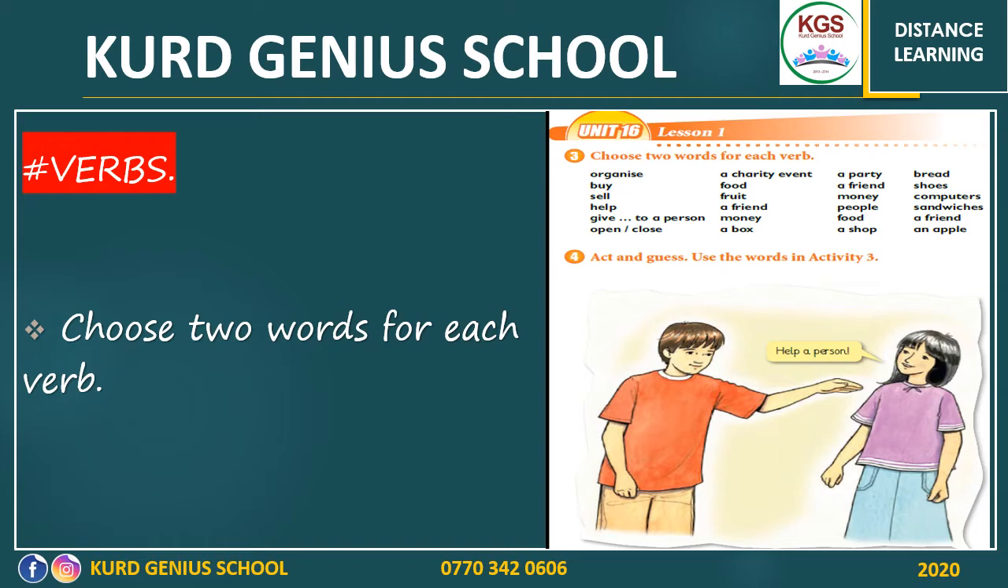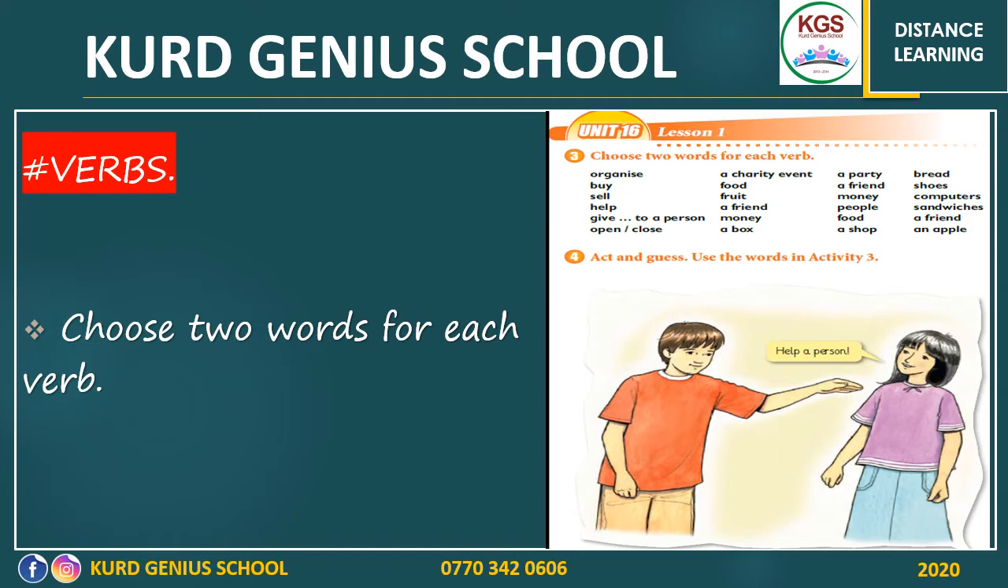Now I'm just going to read the rest for you. All you have to do is choose the correct answer. Sell fruit, money, computers. Help a friend, people, sandwiches. Give to a person: give money to a person, give food to a person, give a friend to a person. So you know which words are used with these ones.